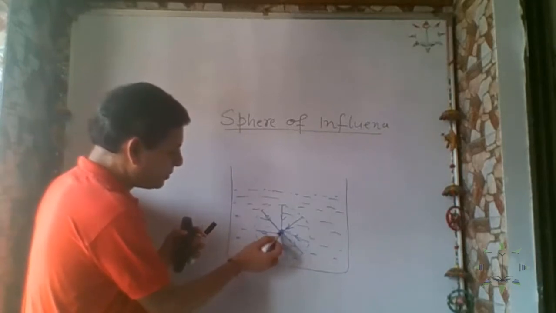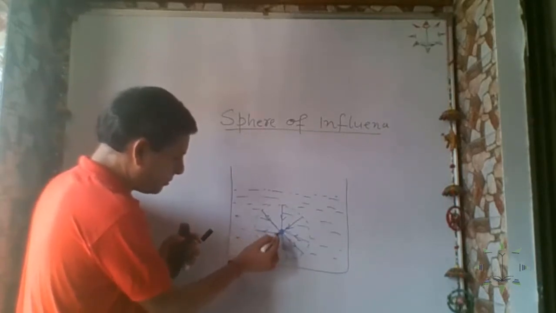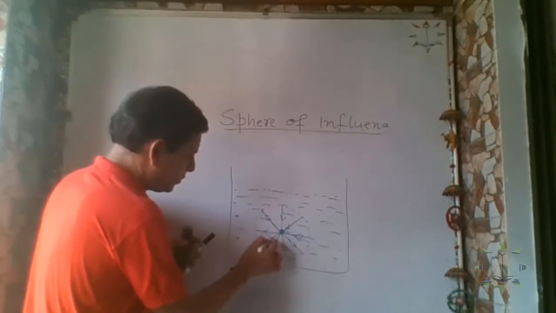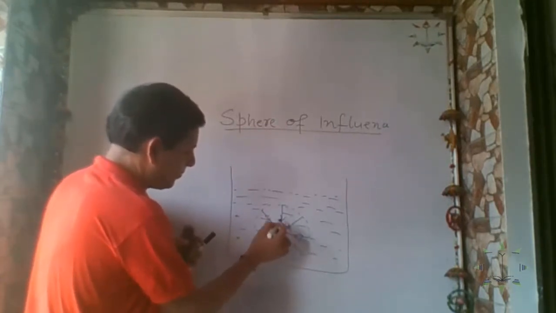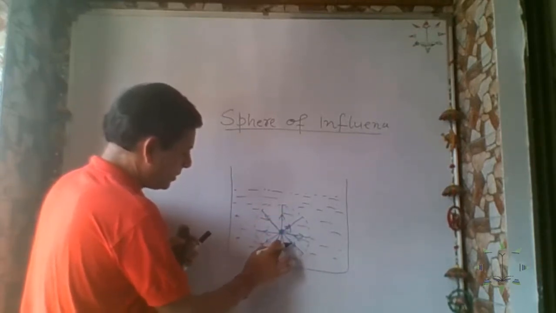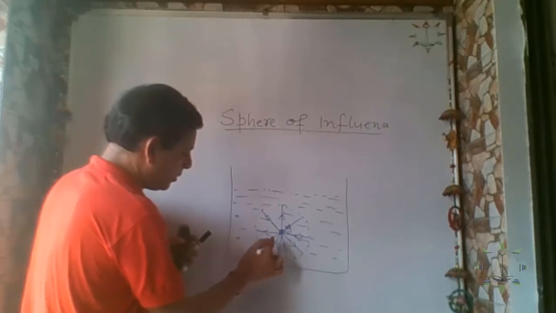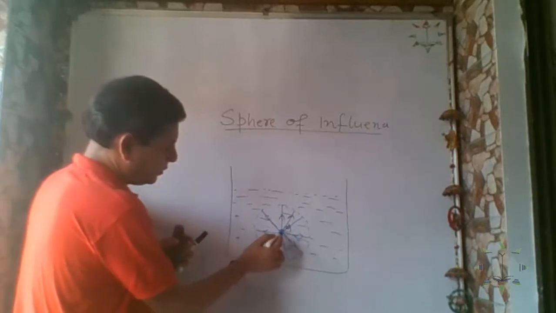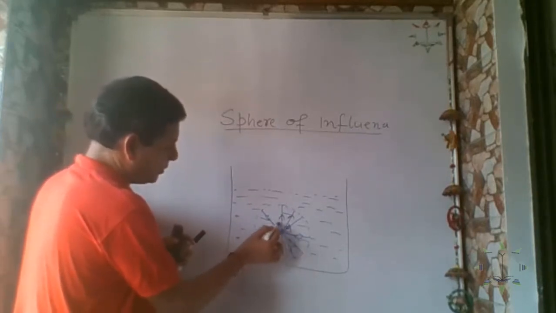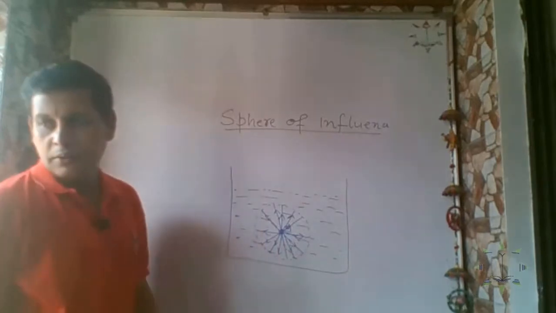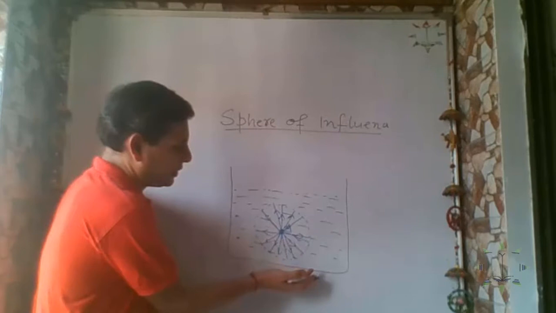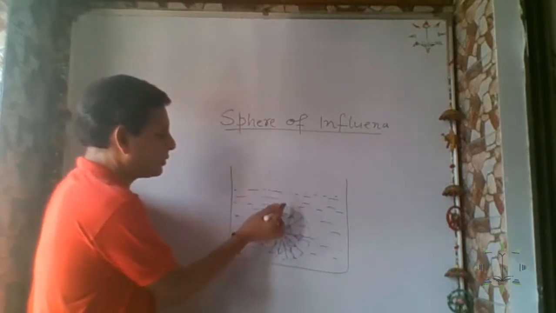So the net force on this molecule will be 0, because it is attracted by these molecules. It is also attracted by these molecules. So in diametrically opposite directions, two forces are acting. You understand? So all these forces will cancel each other. So the net force on this central molecule will be 0. Why? Because as many molecules are there in this direction, those many molecules are also there in this direction.